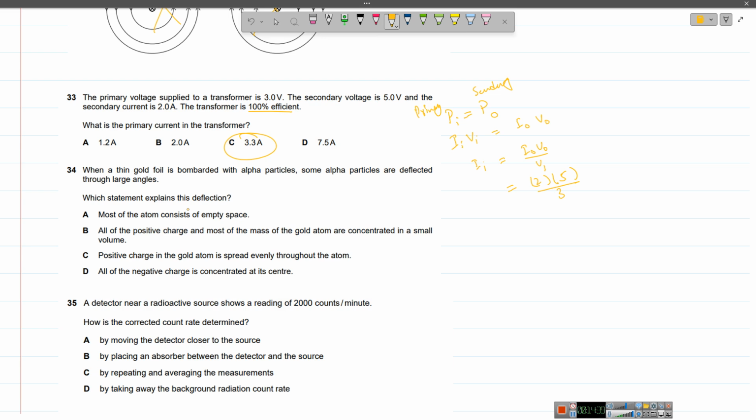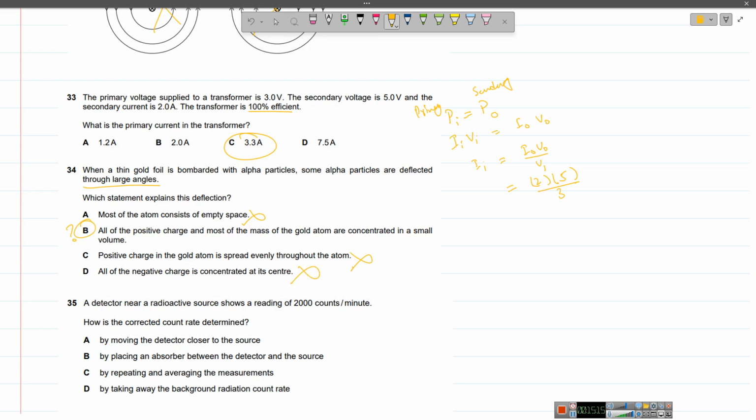Okay. When thin gold foil is bombarded with alpha particles, some alpha particles are deflected through large angles. Which statement explains the deflection? Most of the atom consists of empty space. Some alpha particles deflected at large angles has nothing to do with empty space, right? All of the positive charge and most of the mass of the gold atom are concentrated in a very small volume. Plausible, right? Positive charge in the gold atom is spread evenly throughout the atom. Not possible. If it were, all the alpha particles would be reflected back. All the negative charge is concentrated in the center. Not possible. So B is the only option here, right?